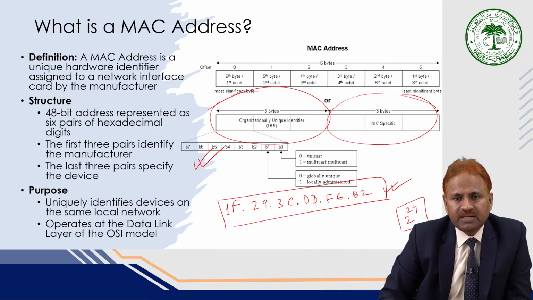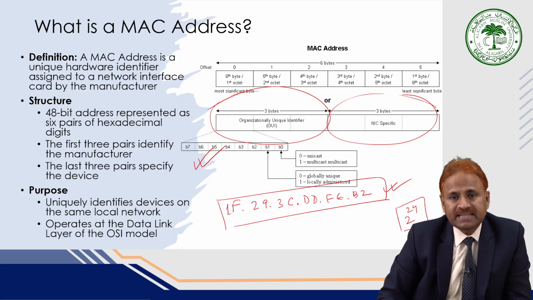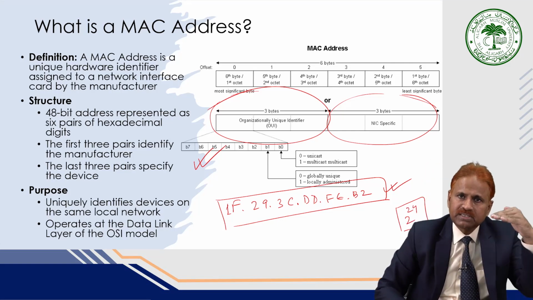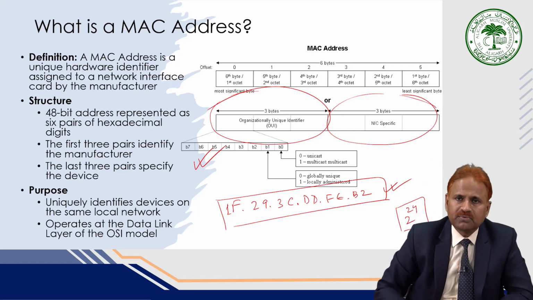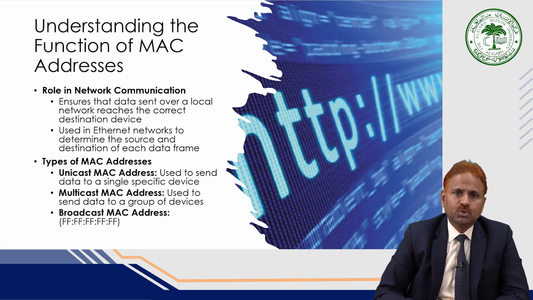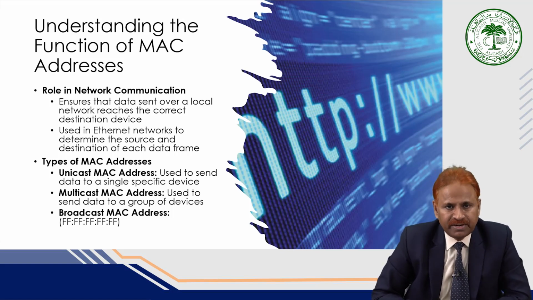It uniquely identifies devices on the same local network and operates at the data link layer of the OSI model. So, it operates on the data link layer. What is the data link layer? What is the physical layer? I will discuss it in the latter part of my discussion. So, role in network communication, it ensures that data sent over a local network reaches the correct destination device. It is used in Ethernet network to determine the source and destination of each data frame.